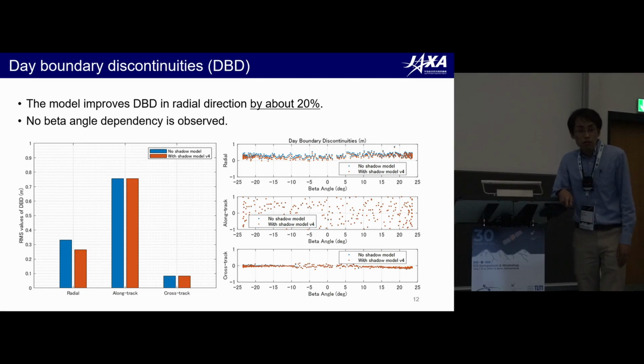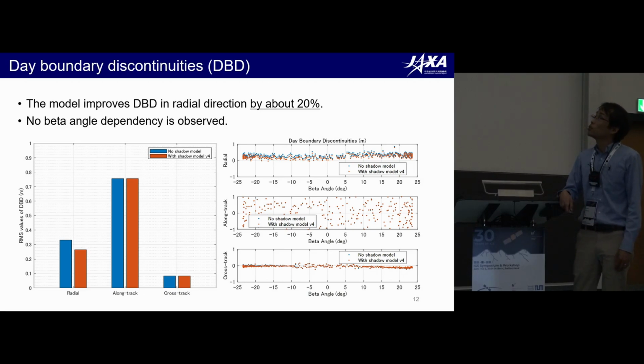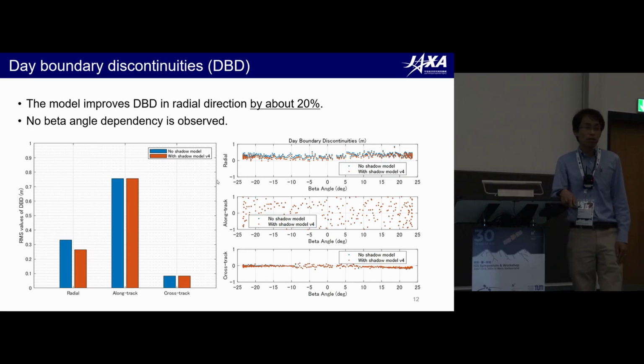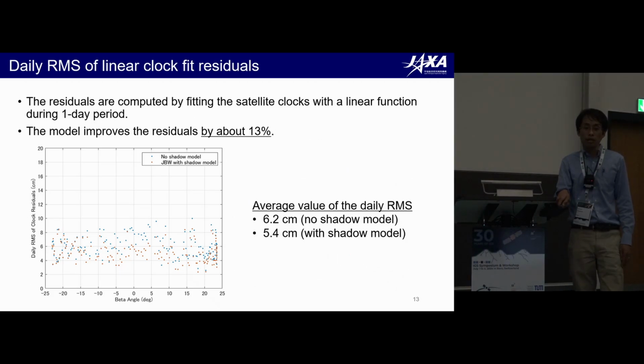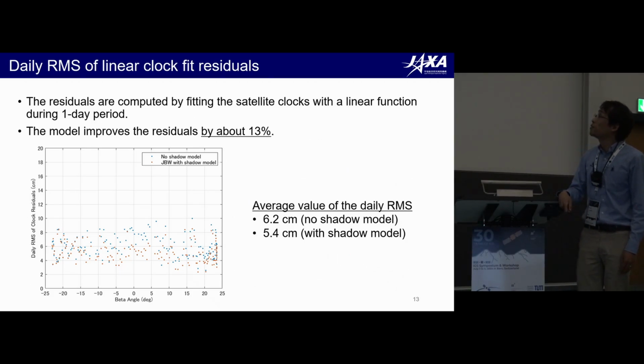Okay, this is the result of the day boundary discontinuity. The model improved the day boundary continuity in the radial direction by 20%, and no beta angle dependency is observed according to the top right figure.